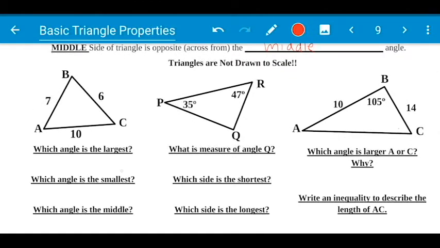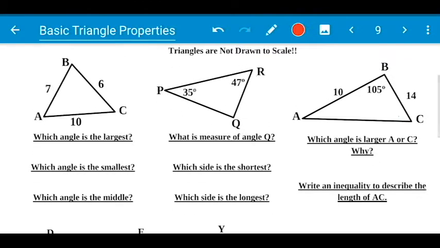So if we have this triangle right here, we have ABC. So A is across from 6. 6 is our smallest number. So which angle is going to be the smallest? Angle A will be our smallest angle. So now we're going to look at which one is biggest. Okay, we have a 7 and a 10 left. The 10 is our biggest side length, and it's across from angle B. So our largest angle is going to be angle B.